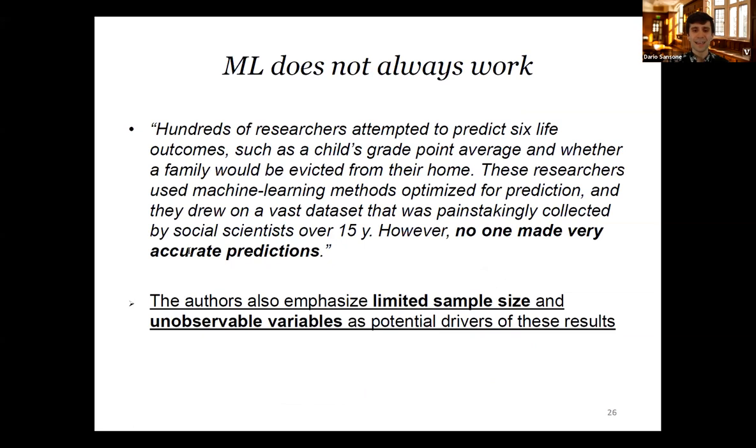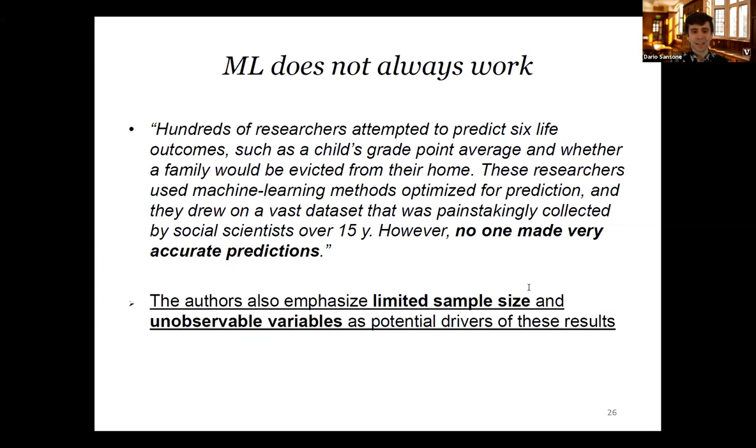The reason being that in this paper, hundreds of researchers around the world were given the same data set and the same outcome variable, and they were asked to predict some dependent variables such as future GPA, probability of being evicted, grit, and so on. And no one managed to make accurate predictions. So also in this case, the authors emphasized limited sample size and unobservable variables as potential drivers of this result. And keep in mind that when I talk about limited sample size, also in this case, we are talking about, I think, between 4,000 and 5,000 US households. So a number of observations which for social science is quite large, but again, for machine learning may still not be enough.